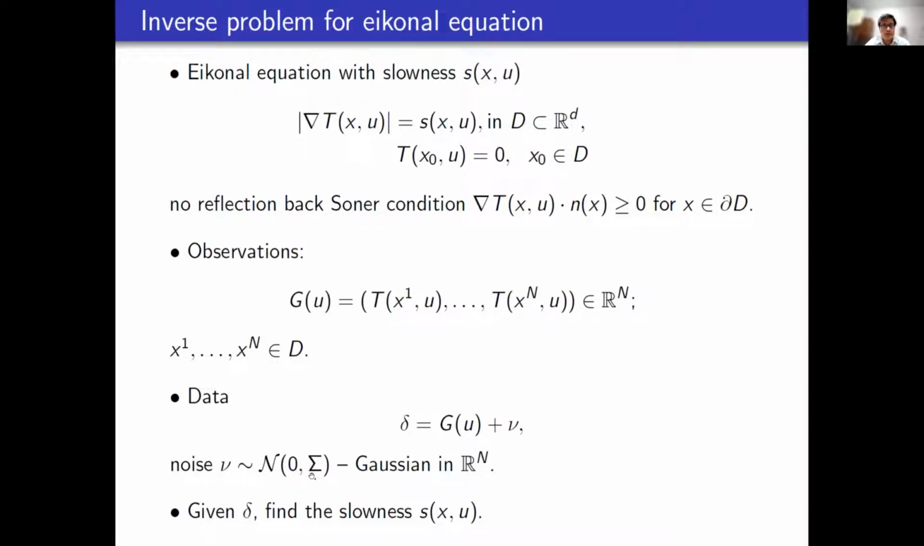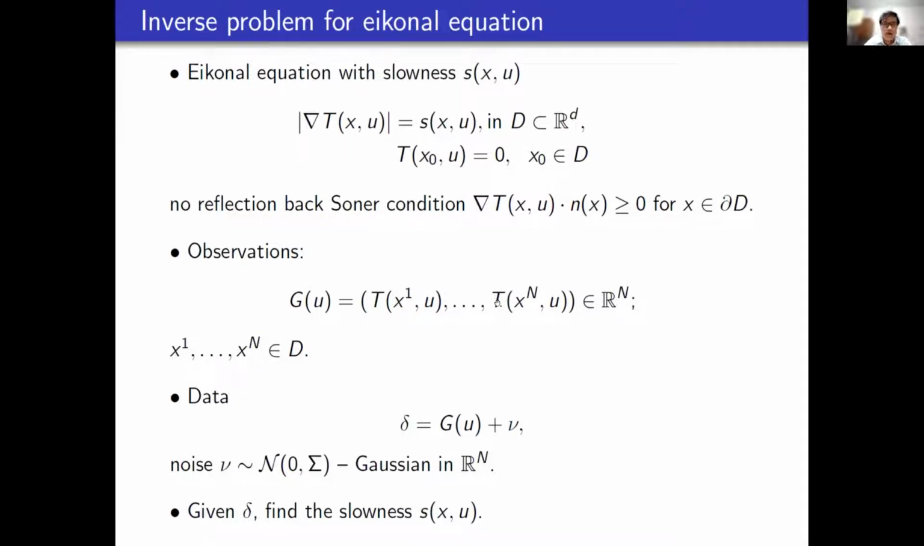Now, because the right-hand side s depends on this little u, the solution of the forward equation also depends on this little u. That is why the forward map G(u) also depends on u. And the data delta is the summation of the forward map G(u) and this noise. Our aim is to find s given the delta, and finding s(x, u) and finding u are exactly the same. So when we can find this little u, we can find s.